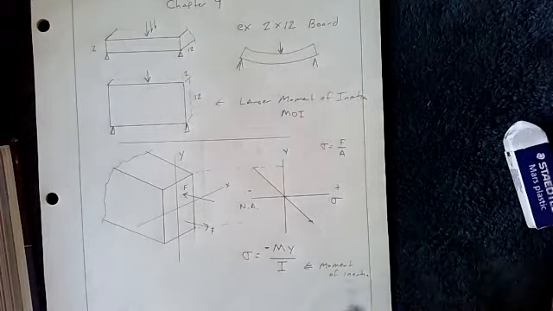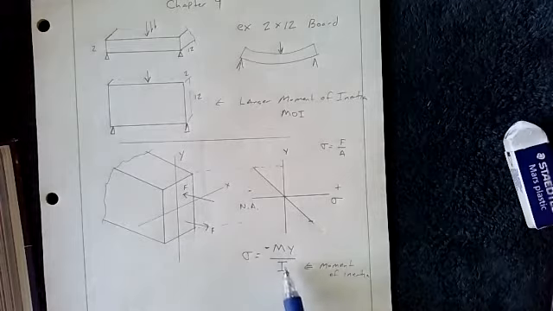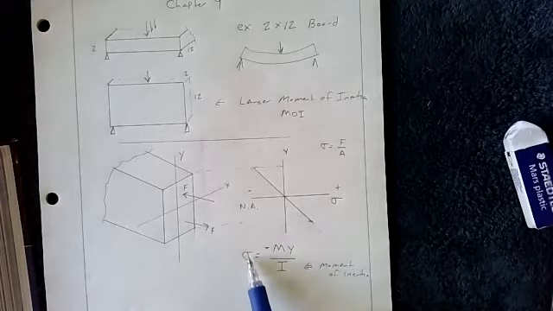What you can see from this equation is that if the moment of inertia is large for a given bending moment, the stress is small. And that's good because the stress is what's going to determine whether the material yields or not.